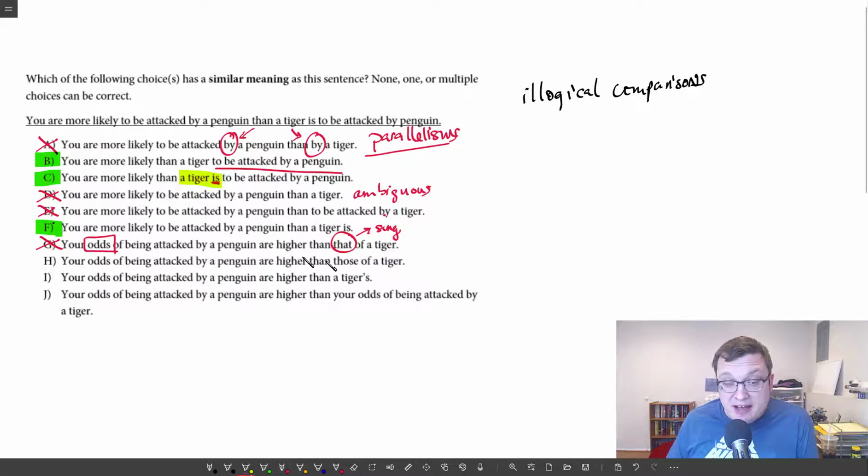So how about H? Here we have "those." Your odds of being attacked by a penguin are higher than those of a tiger. So here the "those" is referring back to plural odds, which is good. So does this make sense? It's not just odds, it's odds of this.